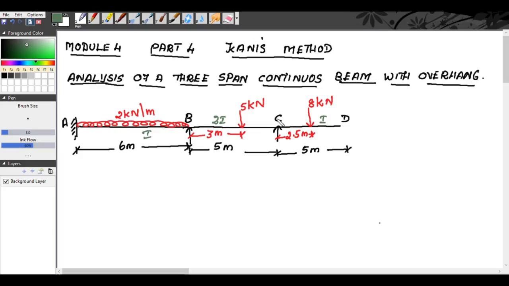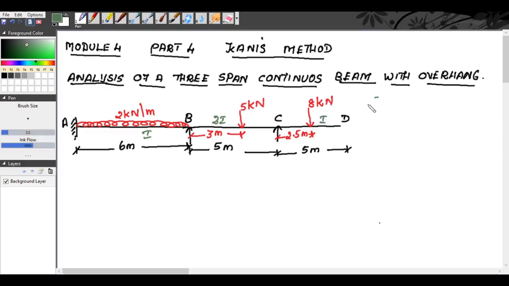So this problem is different from the previous problems in the way that the support D. See, at D, you do not have any support. At the right end, it is an overhang. So CD is an overhang. So CD behaves like a cantilever. So in a few steps, you should be very careful how to calculate the moments. We will move on to our solution.